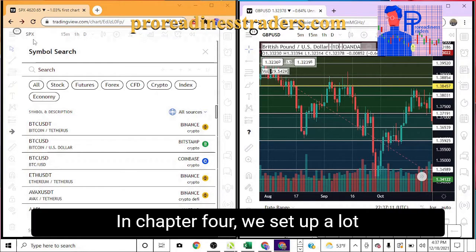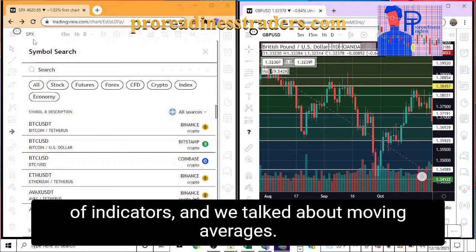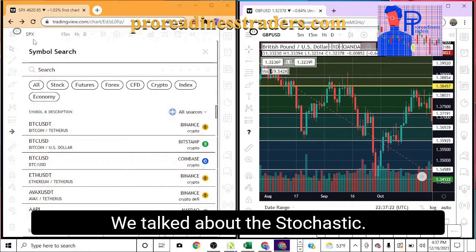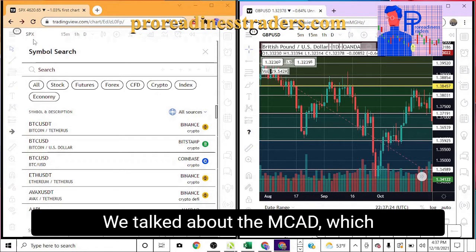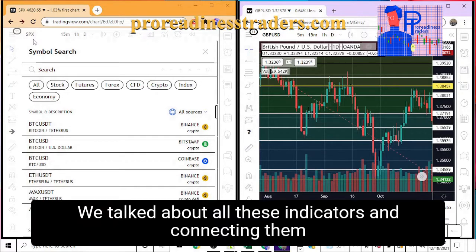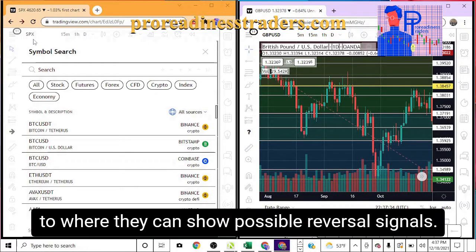In Chapter 4, we set up a lot of indicators and we talked about moving averages. We talked about RSI, relative strength index. We talked about the stochastic. We talked about the MACD, which stands for moving average convergence divergence. We talked about all these indicators and connecting them to where they can show possible reversal signals.